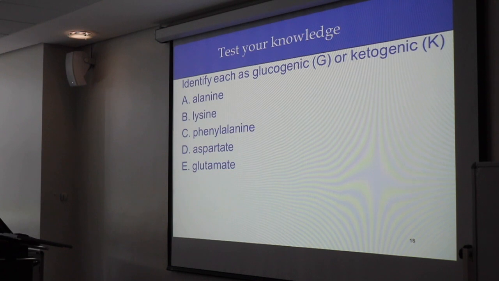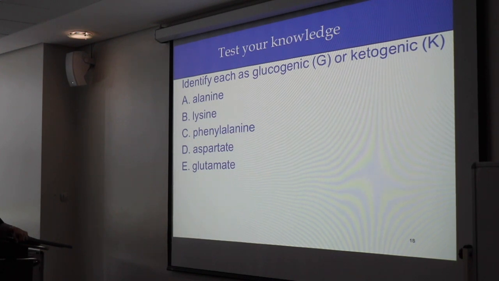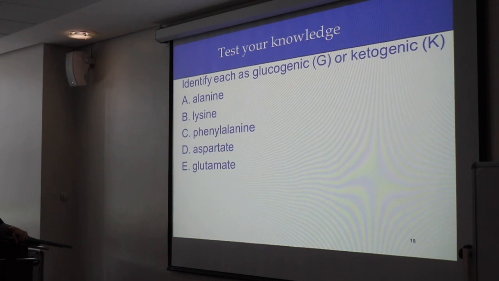Ahmad, yes. A is glucogenic, B is ketogenic, C, D, E are glucogenic. Okay, C is what? Both. Because we've just seen in the previous slide that phenylalanine will give me fumarate and acetoacetate. What about aspartate? It is glucogenic. Okay, it will give me oxaloacetate. We have said this many times. And glutamate will give me alpha-ketoglutarate, therefore it is glucogenic.